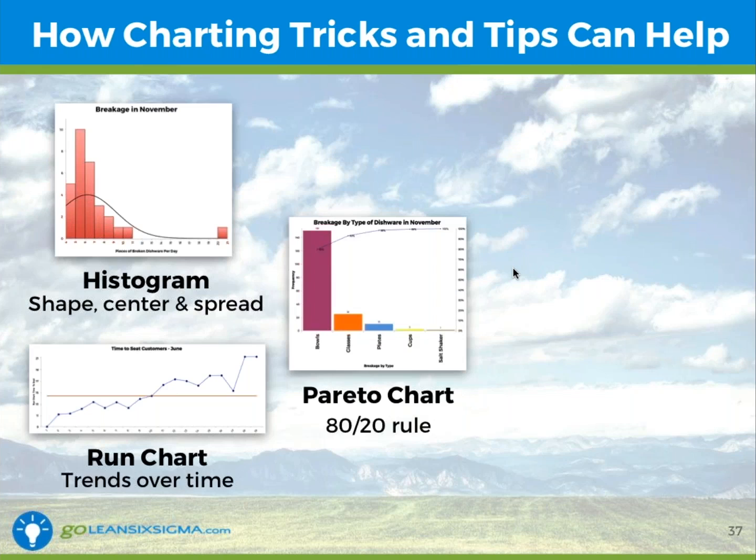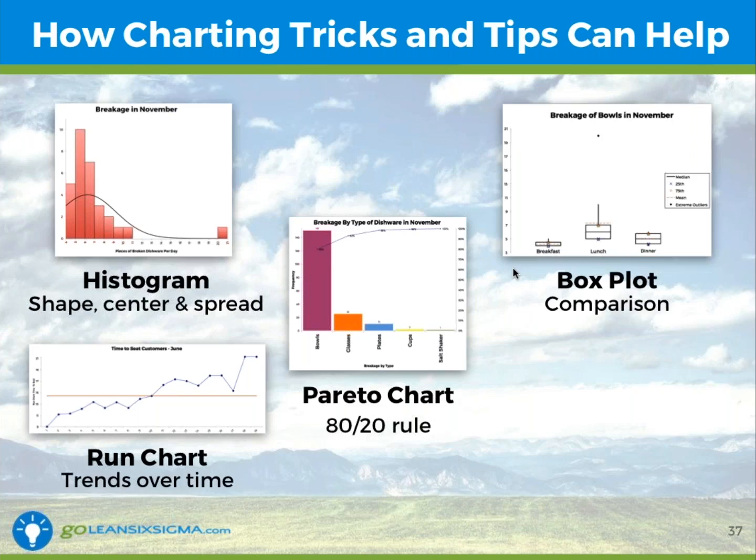Pareto chart. This follows the 80-20 rule. You're looking for where most of my issues are coming from, right? 80% of the breakage was the bowls. That made total sense for this team to narrow their scope, and it helped everyone focus in on what's happening with bowls. That made them drive their hypotheses, and it made them drive the next chart to understand why all the breakage. So great for understanding the sources of defects.